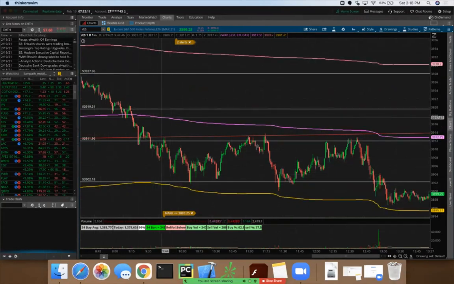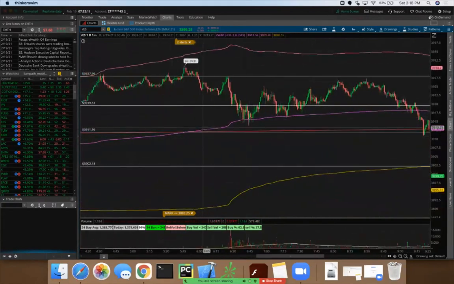VWAP is also very crucial because the institutional buyers, if they want to buy or sell the futures contract, they would always want to buy it at an average price. They don't want to buy it at a high price, or they don't want to buy at a low price. And so the VWAP stands as a key indicator.